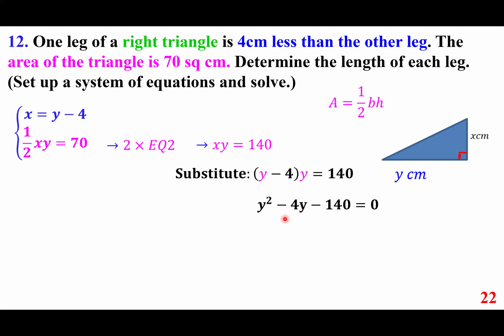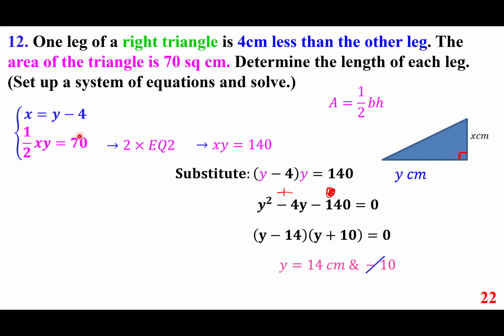And we want to factor this. We need two numbers whose product is negative 140 and whose sum is negative 4. Those are easily found, negative 14 and positive 10. So the answers are y is either 14 or negative 10, my apologies. And sides can't be negative. So y can only be 14.